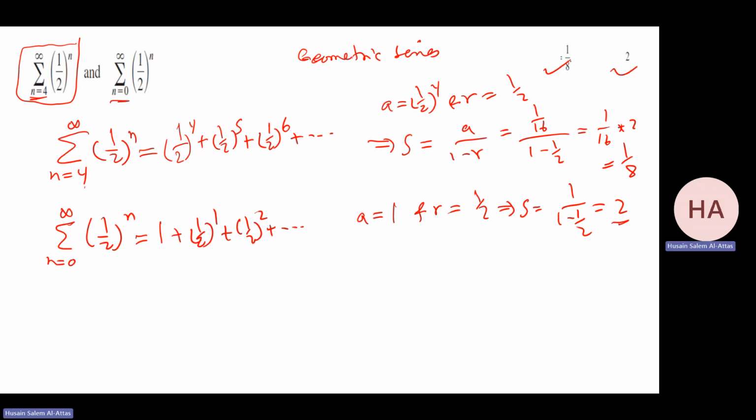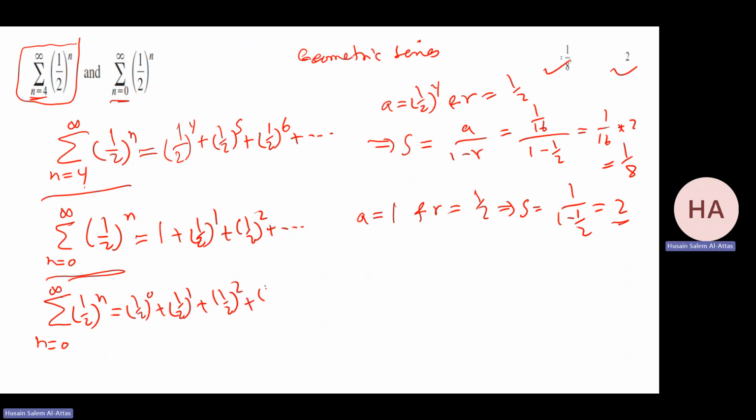Okay. What is the point? The point is this one, the summation, or let me say this one. Better to start with this one. n equals 0 to infinity, half to the power n. If I know this, I can write it as what? Open it up: half to the power 0, plus half to the power 1, plus half to the power 2, plus half to the power 3, plus this summation, n equals 4 to infinity, half to the power n.